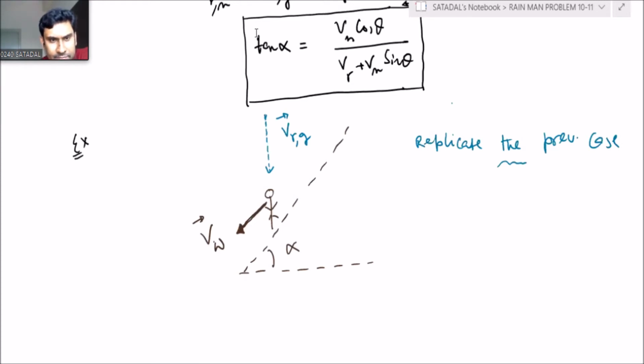Sir, I got it, sir. The velocity of the rain with respect to man is velocity of the woman into sin theta minus velocity of the rain j cap, minus v man cos alpha. Okay, let me check it. Just wait for some time.